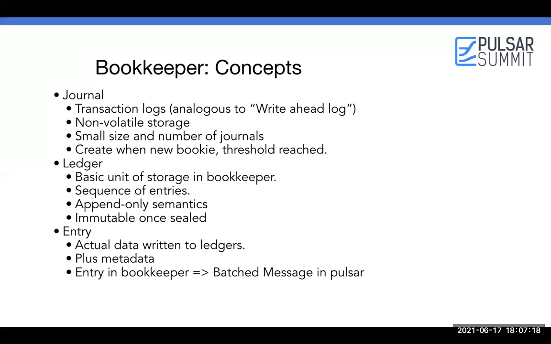And once you have written a certain number of entries and you seal a ledger, you can't really go and change any of it. And that helps when you offload things, because you're not going to write anything there. You just have to take a ledger and move it from Bookkeeper to your object store.